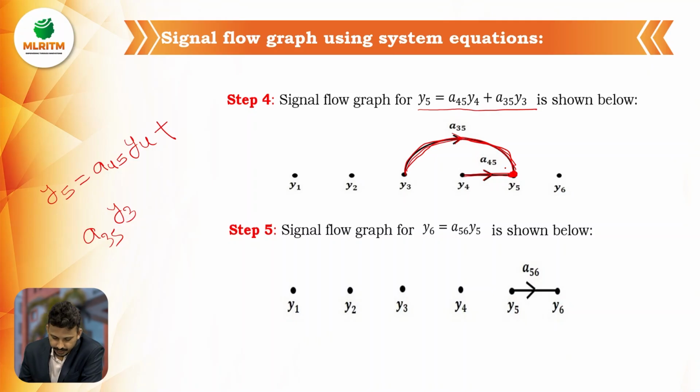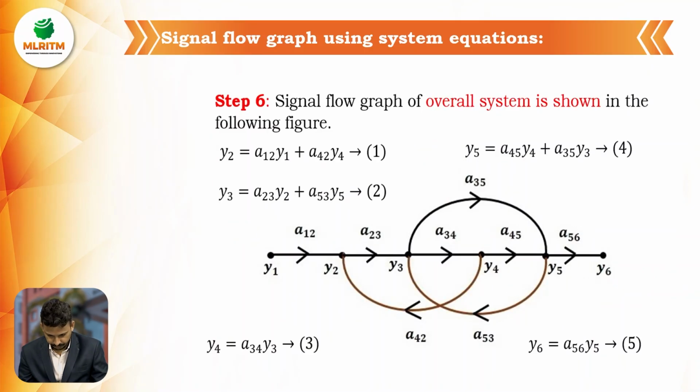Okay, so this is how we have to draw a signal flow graph. Next, the last equation, that is y6 is equal to a56 into y5, as shown in figure C. So I am considering node 6. There is only one signal entering, that is y5. It is multiplied with a56. So this is how we can draw a signal flow graph using system equations.